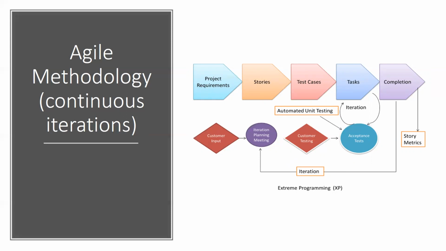And instead of a huge task, the tasks are divided into chunks, and the developer develops the code and shows the output to the customer, and the customer gives the input. On the basis of that input, the coder again makes code changes. So these are continuous iterations. Once the task is completed, the iteration starts again, where iteration planning meetings are held, and the customer gives input for that iteration planning meeting.